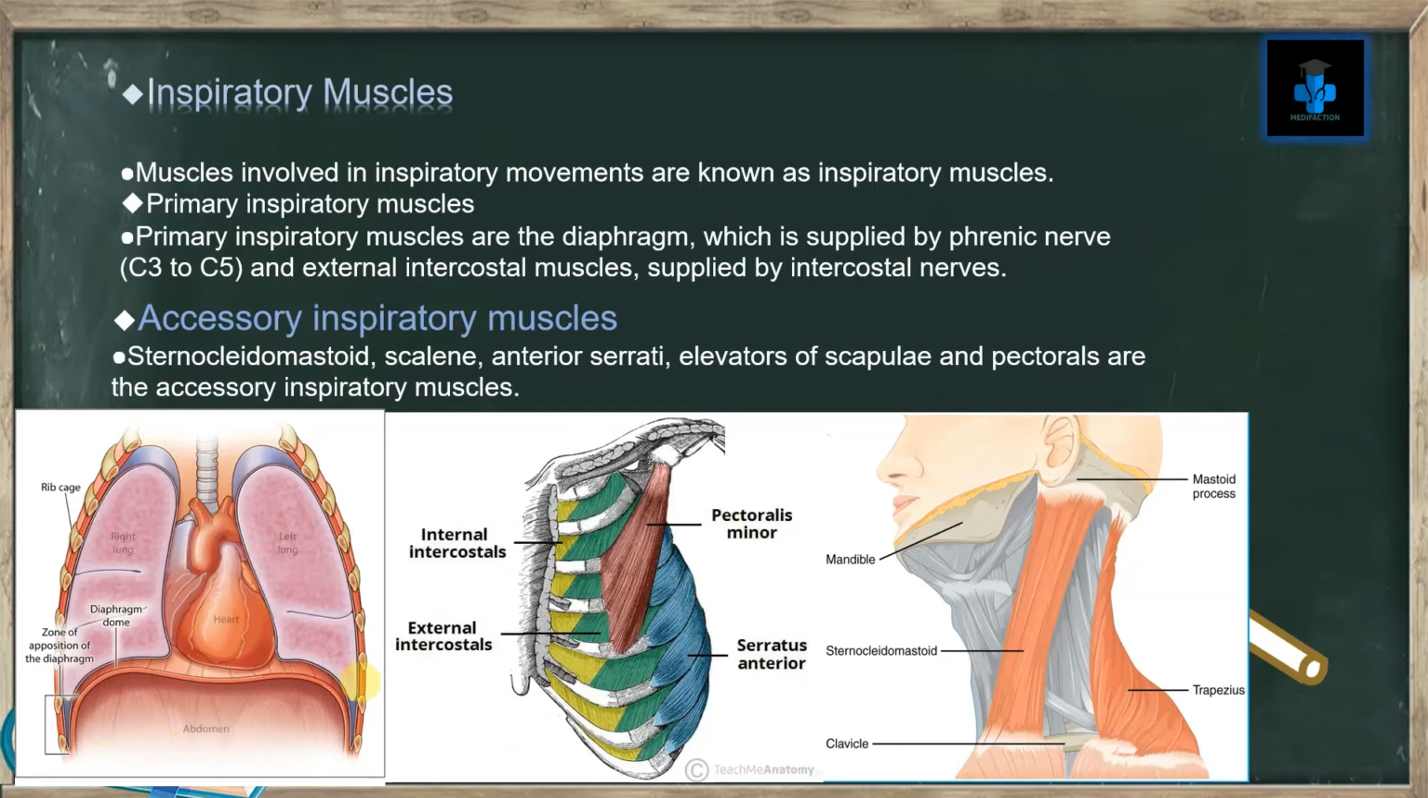Moving on to the accessory inspiratory muscles. The sternocleidomastoid, scaleni, serratus anterior, levator scapulae, and pectorals are the accessory inspiratory muscles. This is the serratus anterior. This is the sternocleidomastoid muscle.